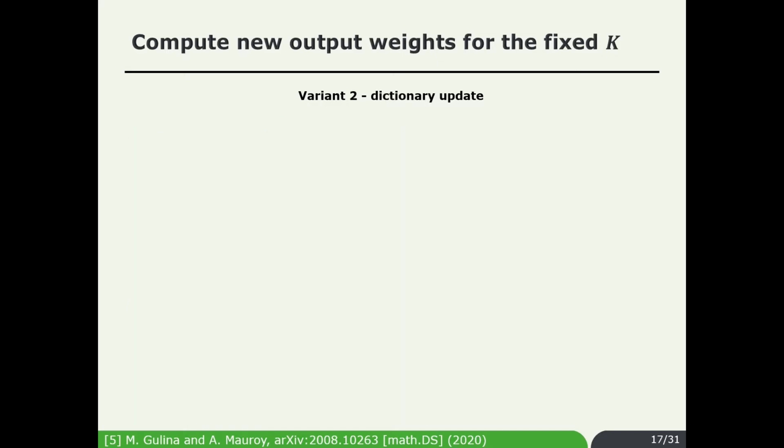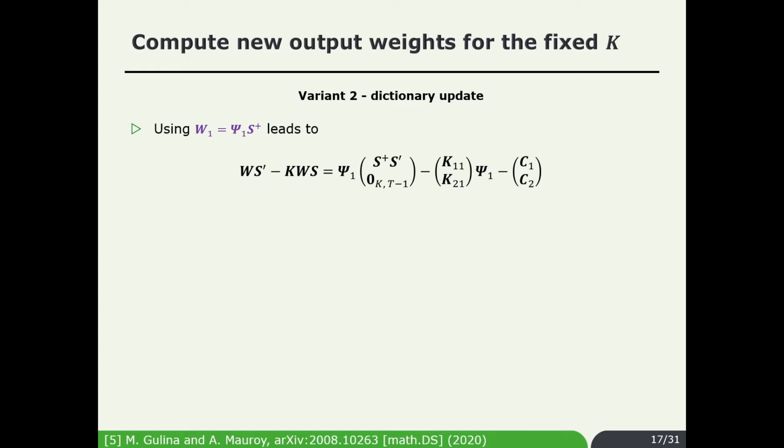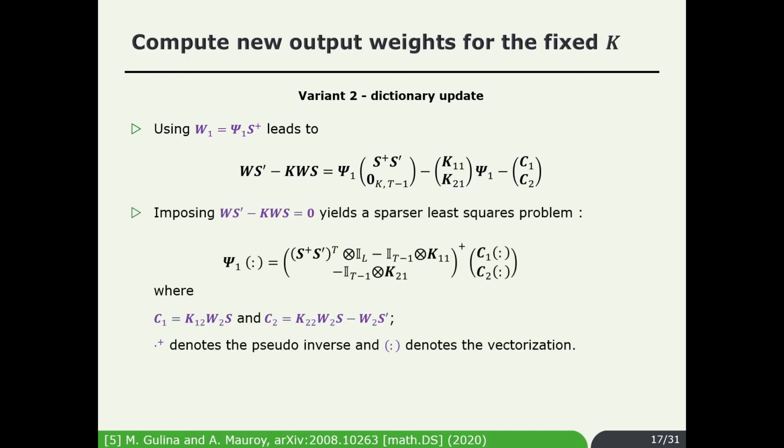The second variant directly updates the dictionary without explicitly computing the output weights. Using W1 introduced on the previous slide and inverting the output equation of the reservoir leads to another expression for the difference we want to minimize. Imposing that this is zero yields a partial least squares problem that also leads to the Sylvester equation. You can note that this variant is extremely faster than the first one, since the big matrix to invert is quite sparser.